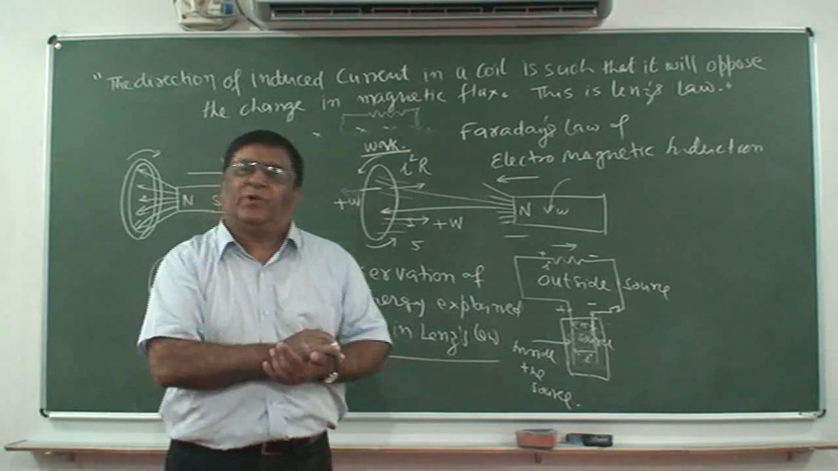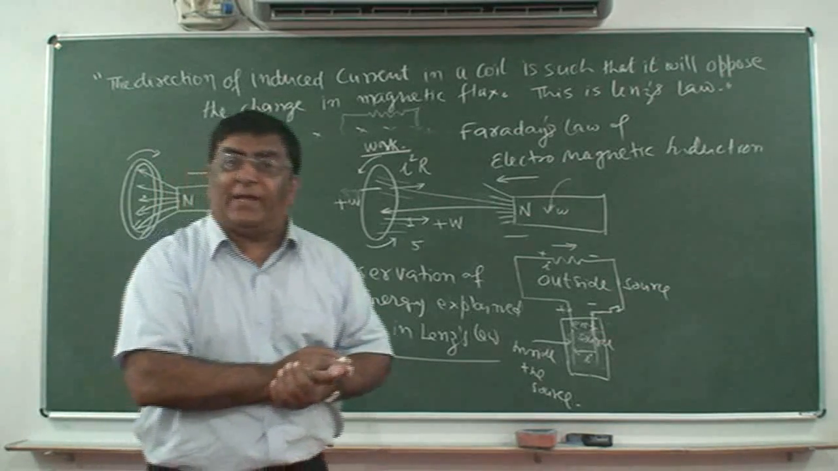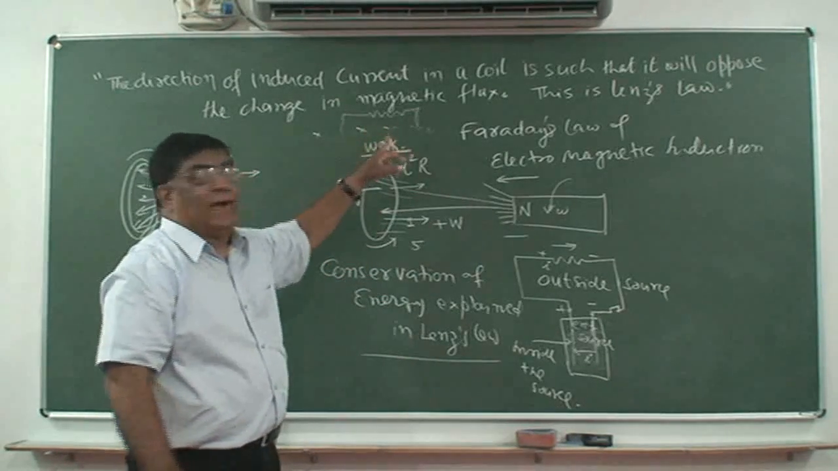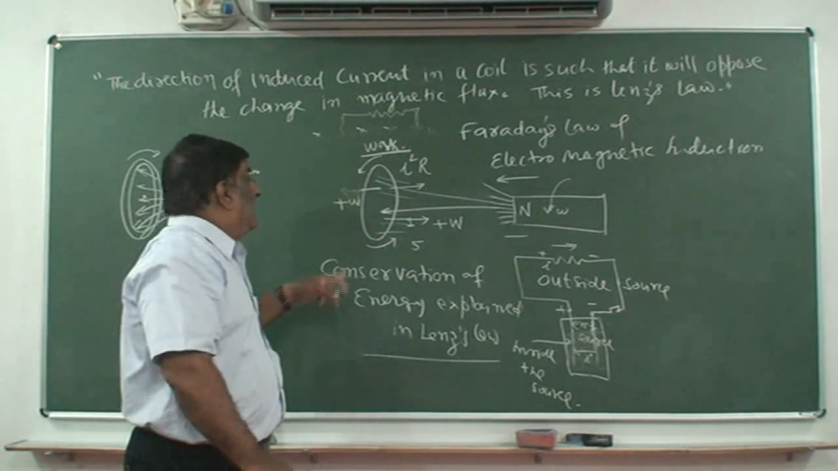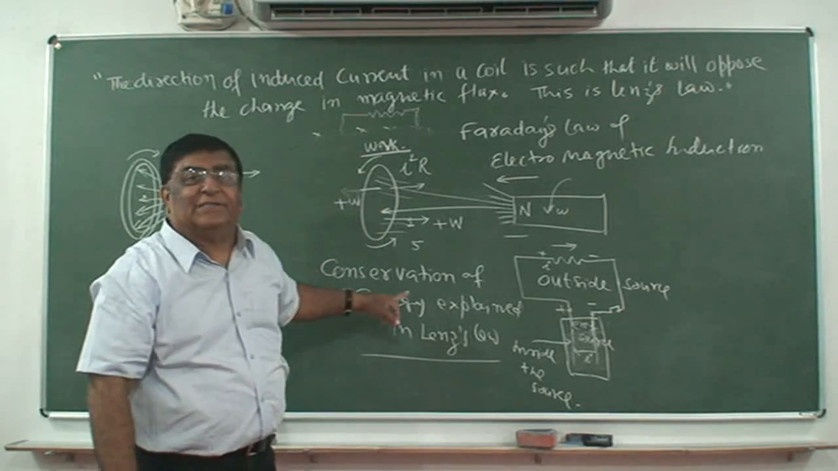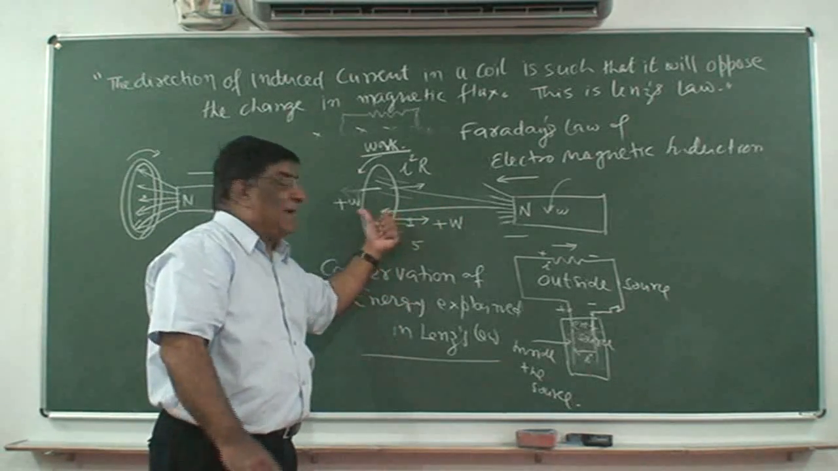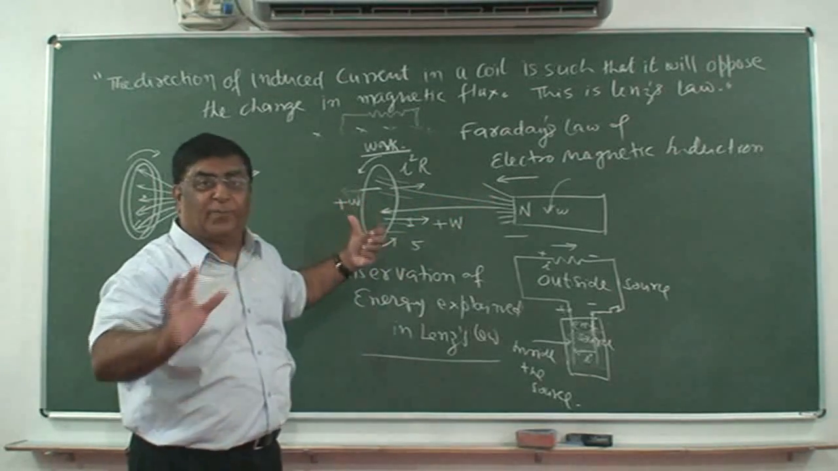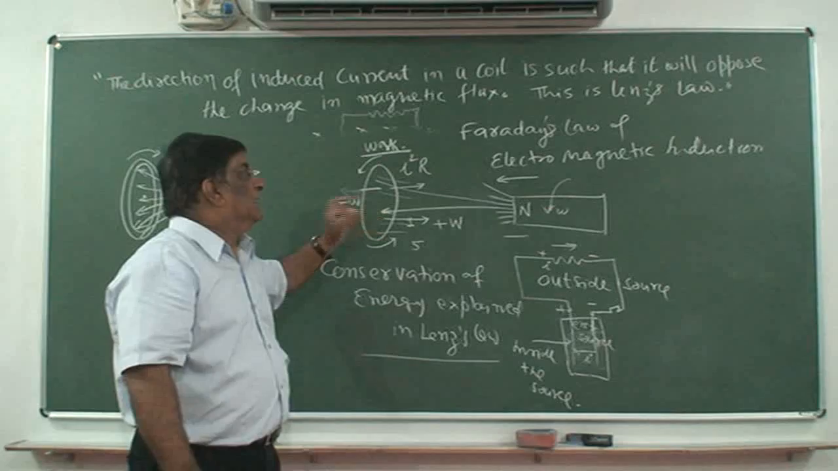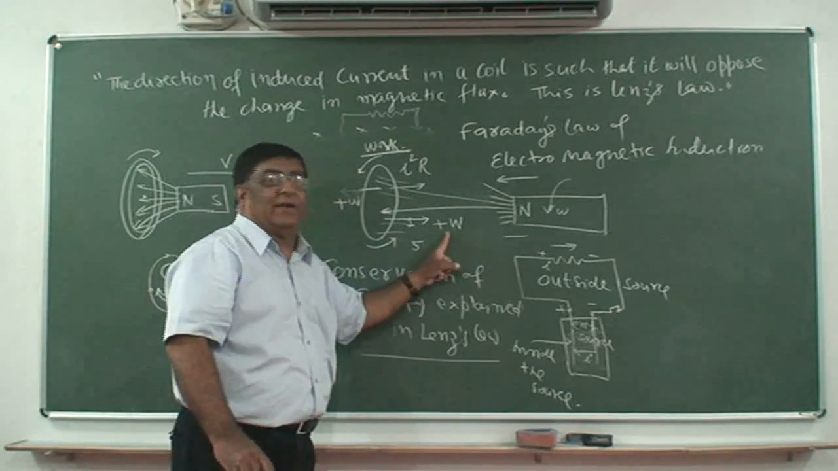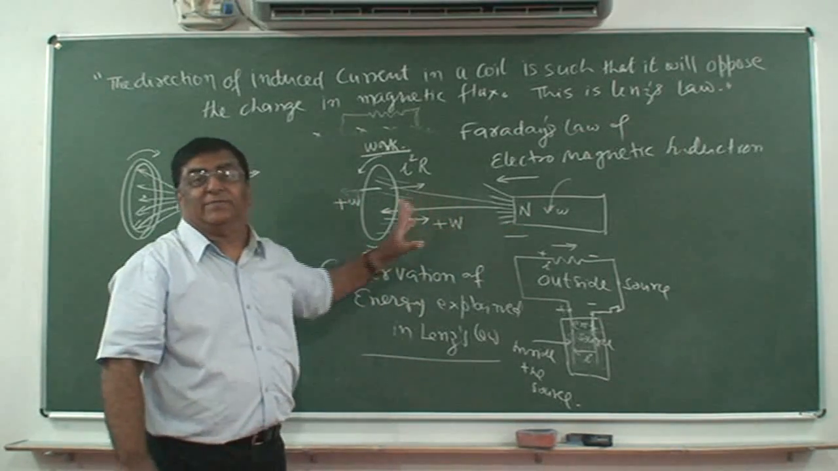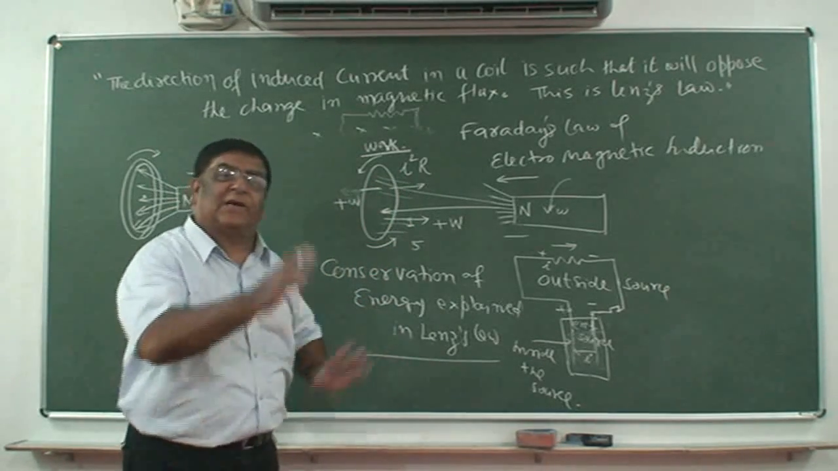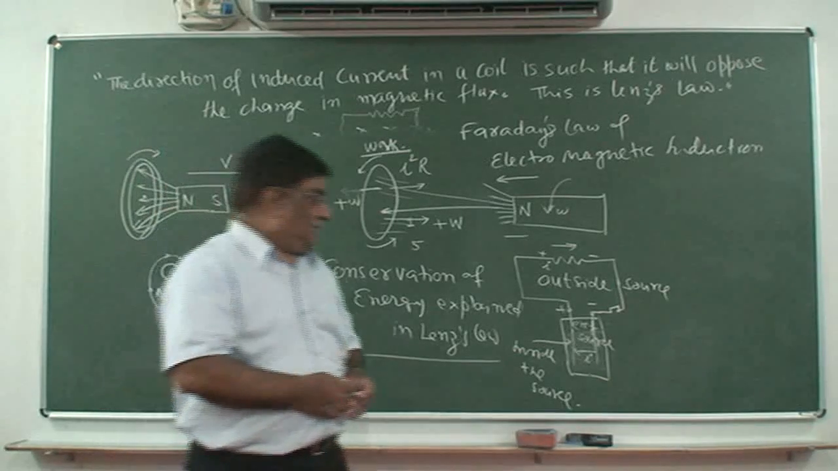Lenz's law is a very small chapter, but it makes your understanding very clear. What should be the direction of EMF, how you will find the direction of current, what is the reason, and how the energy is conserved. If they are in the same direction, energy is not conserved. Some energy is gained. That is not possible. We cannot create energy. So if there has to be positive work done, there has to be negative work done. Therefore, Lenz's law proves the conservation of energy. It is according to conservation of energy.